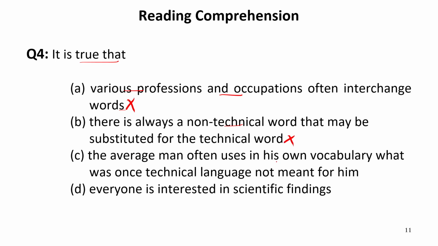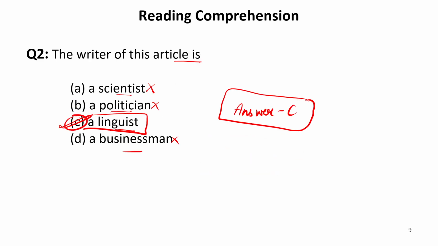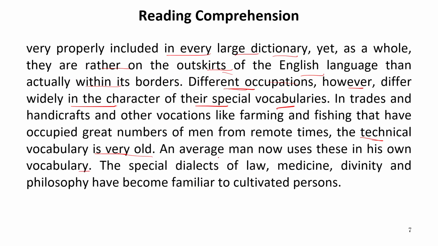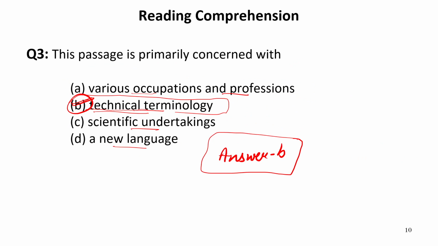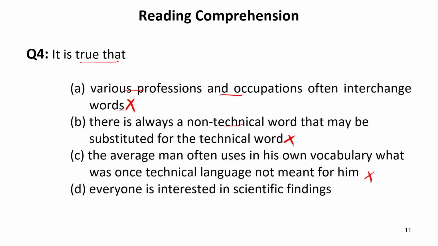The average man often uses in his own vocabulary what once was technical language not meant for him. But here it is written that an average man now uses these in his own vocabulary. It means he uses technical words in his own vocabulary. He is not mixing his vocabulary, or he is not using his vocabulary in place of technical. But here he is accepting or adapting that particular technical vocabulary in his own language. So according to that, this statement is also incorrect.